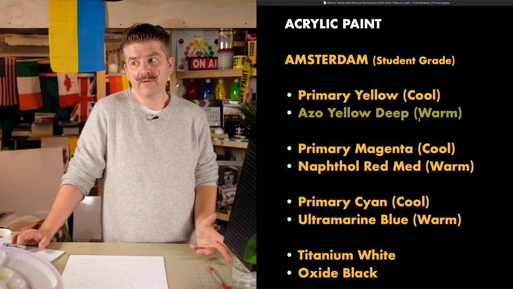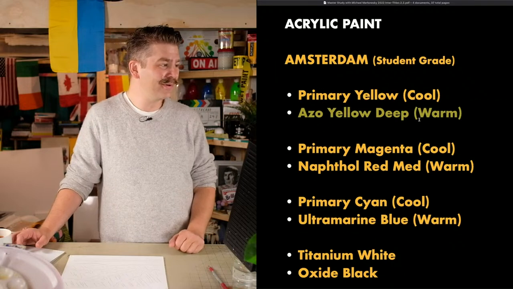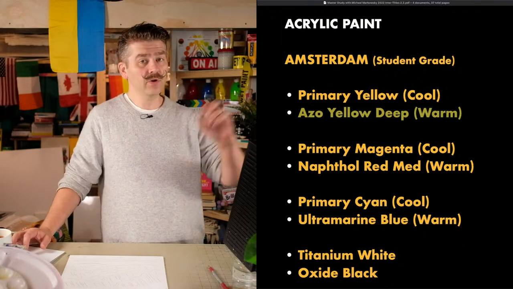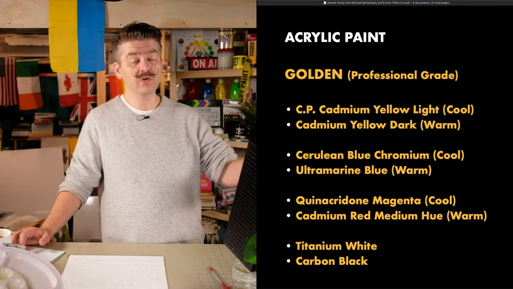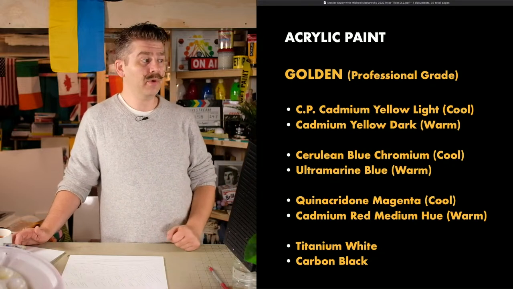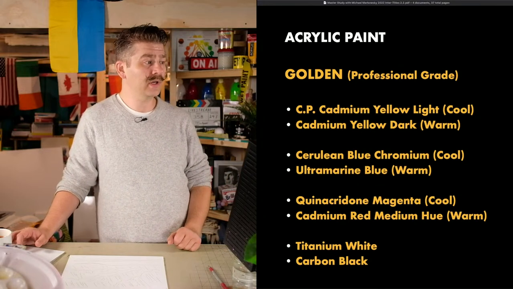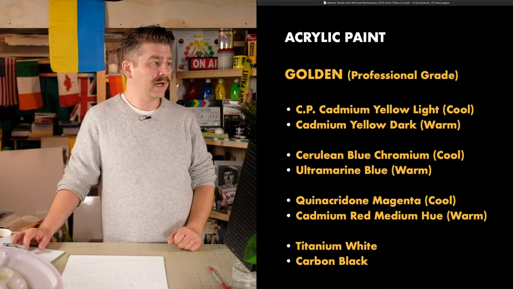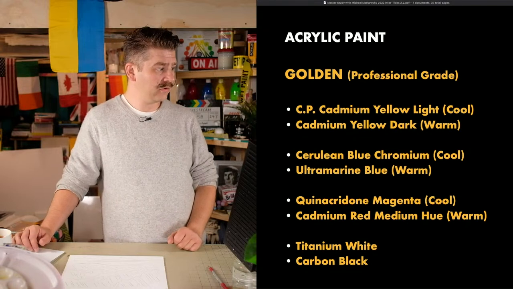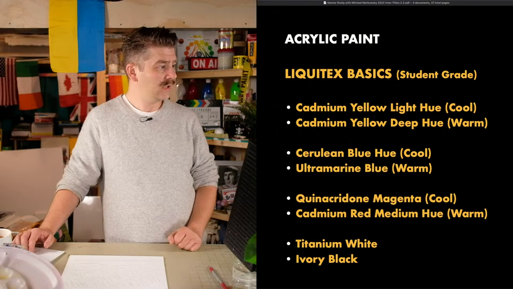And I've never seen a need to use those colors personally. But anyway, if you don't want to use Amsterdam paint or you don't have it, you could use Golden. This is probably one of the highest grades of acrylic paint that you could get. And these are the colors I would suggest you buy if you want to use Golden.